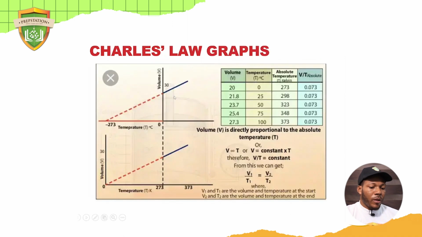Let's move on. Now this is also the graph for Charles law. Look at this very well, for minus 273 and above. So look at it very well. Sometimes they can sketch a graph for you and ask which of these graphs signifies Charles law.